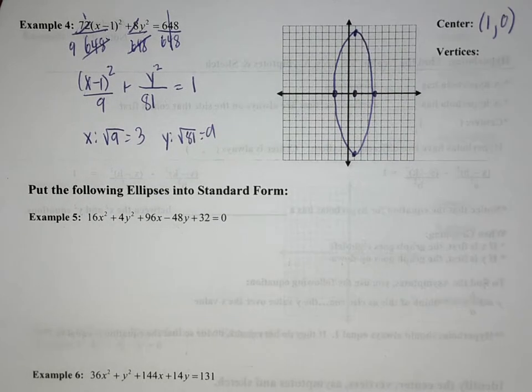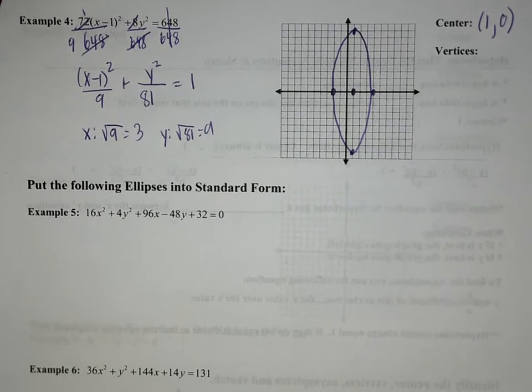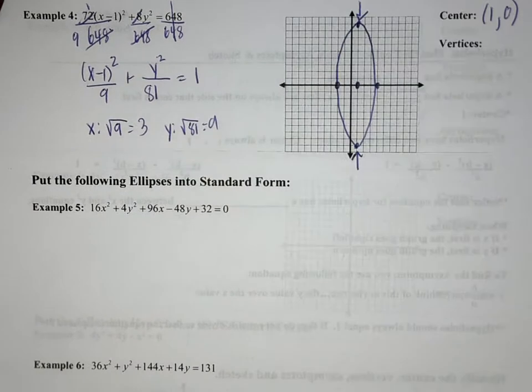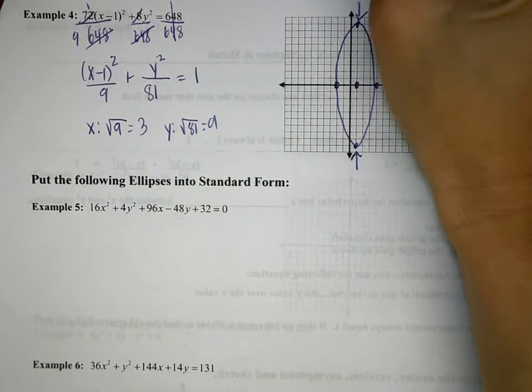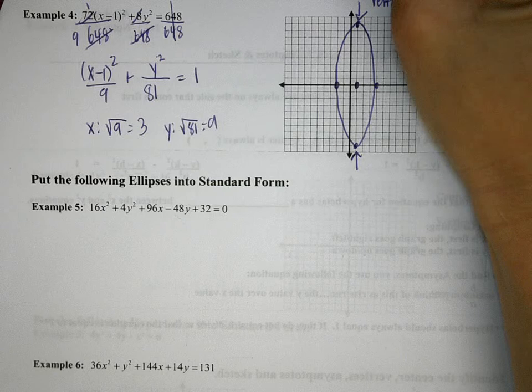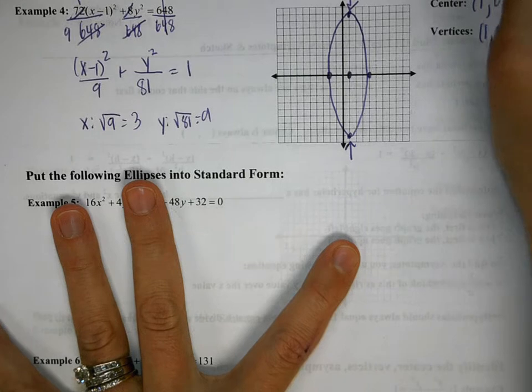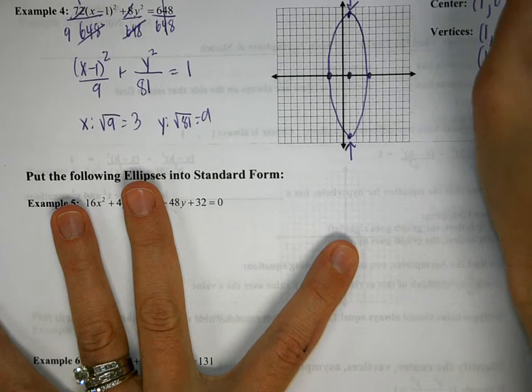Okay, so what would my vertices, which axis are they going to be with? The y-axis, because that's the longer side. So these points, this point right here and this point right here, those are my vertices. Okay, so what are those values? What are those ordered pairs? Very good. 1 comma 9 and 1 comma negative 9.